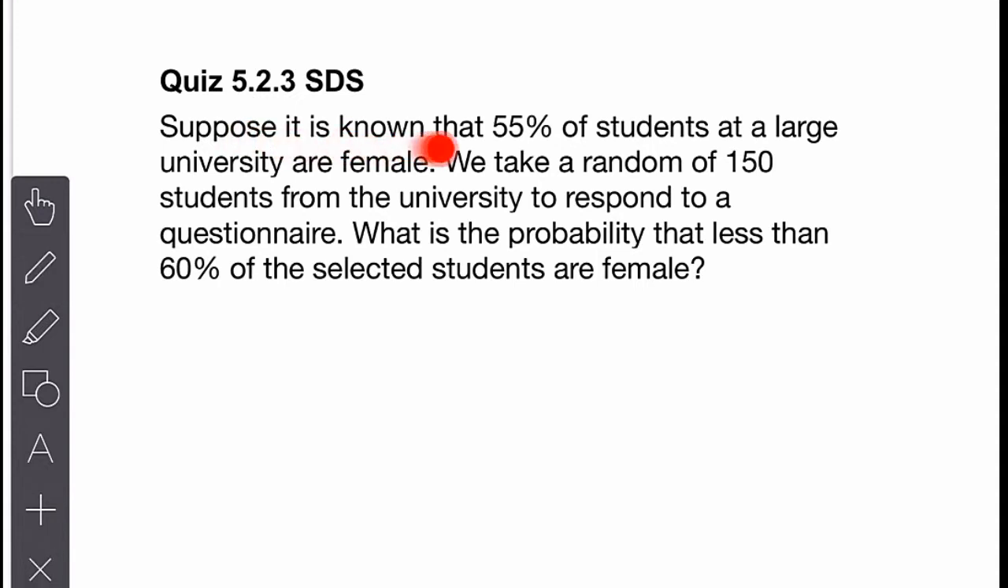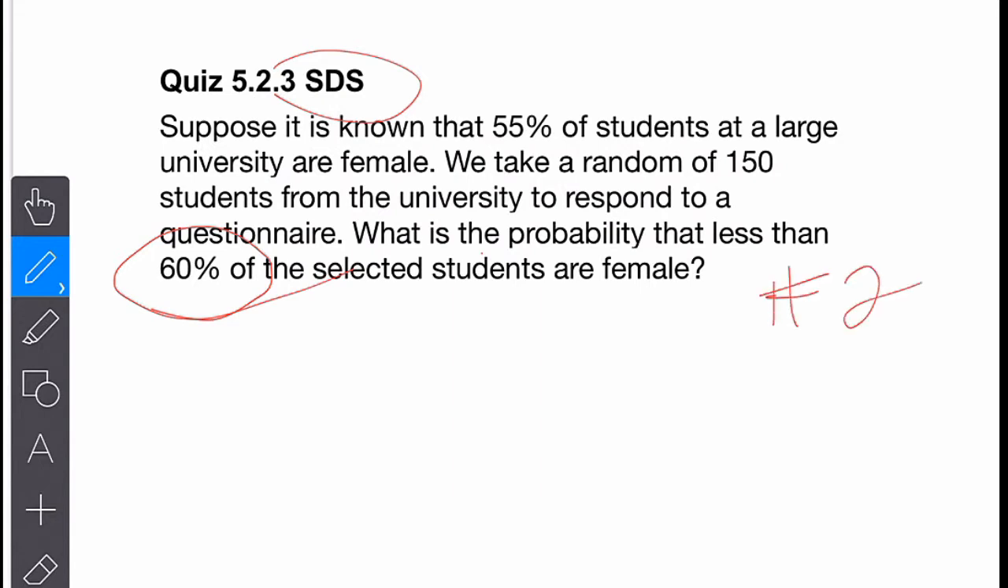Suppose it is known that 55% of students at a large university are female. We take a random sample of 150 from the university to respond to a questionnaire. What is the probability that less than 16%? So this is a problem. It has a heading on it, SDS, but the question is, what is it the SDS of? In other words, which formula am I using from SDS? Am I using formula 2 from the formula sheet or formula 3? Well, since I'm interested in the proportion, I'm talking about formula number 2. Okay, formula 2 from the formula sheet.